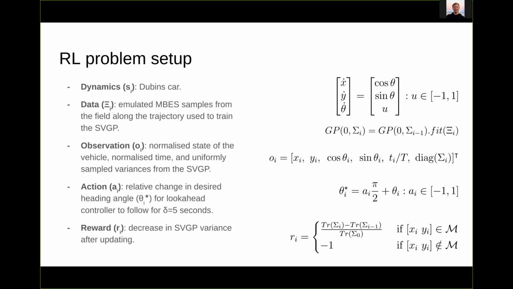If, at any point, the agent drives the car model out of the map area, the episode is ended and a negative reward is given, which has the same magnitude as the maximum achievable reward otherwise. Through this process, the agent should learn to reduce the variance of the Gaussian process in a similar way that a conventional acquisition function does in Bayesian optimization.